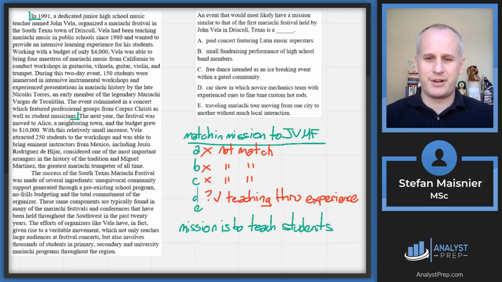And then a traveling mariachi tour moving from one city to another without much local interaction. Well, again, we want to interact with the local students. So this, if anything, could be categorized as a reversal. So there's our correct answer for this one.